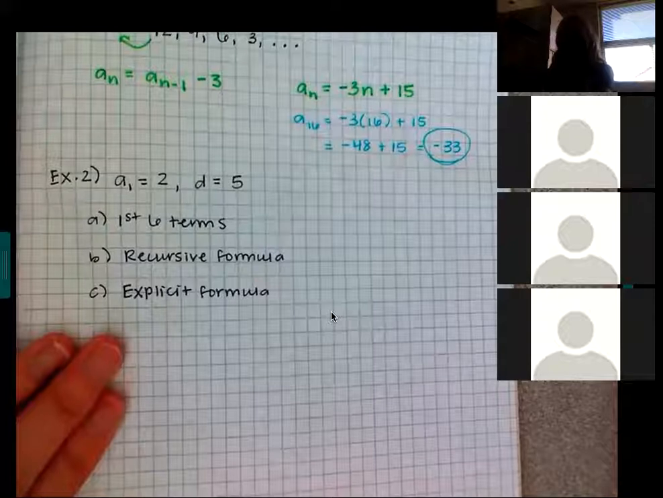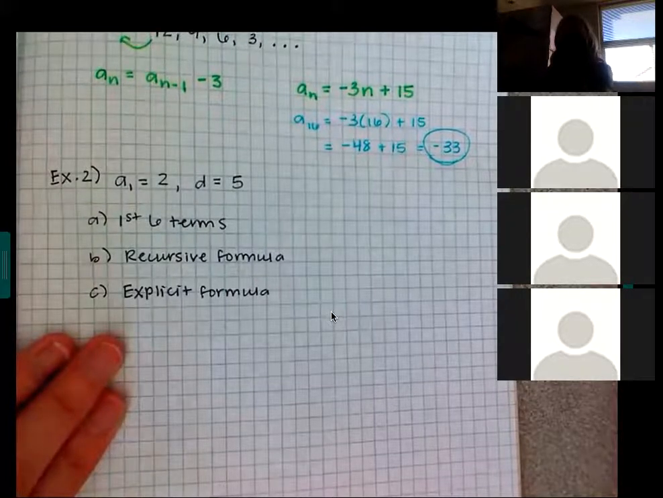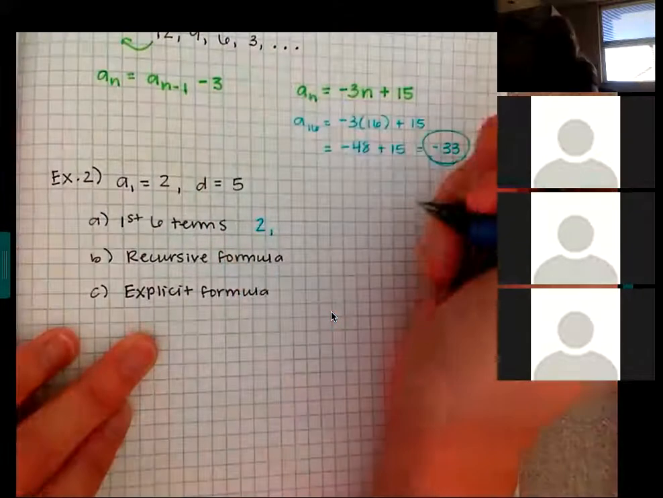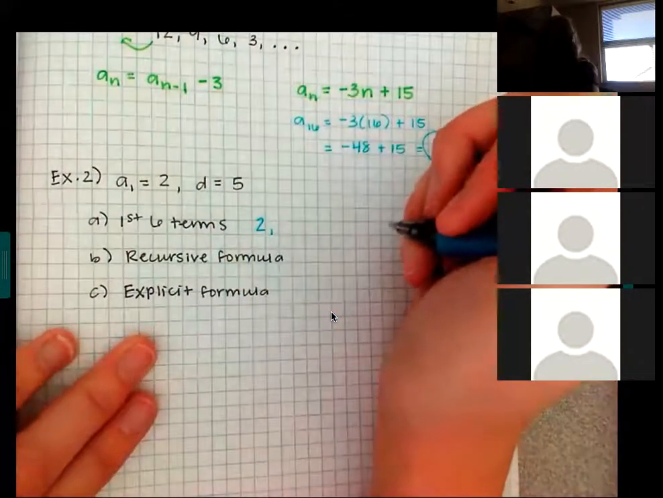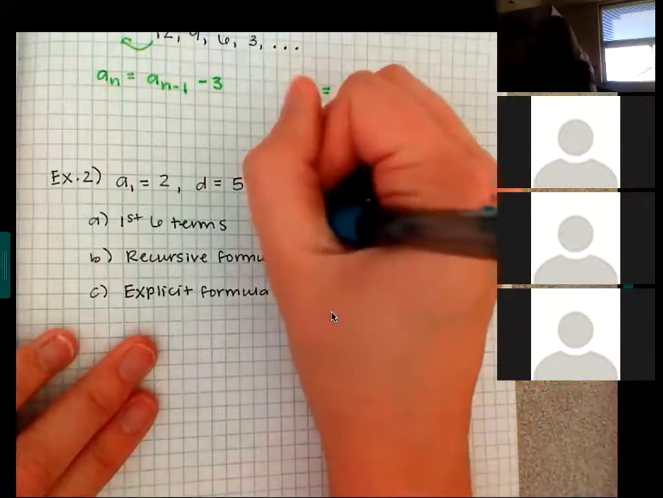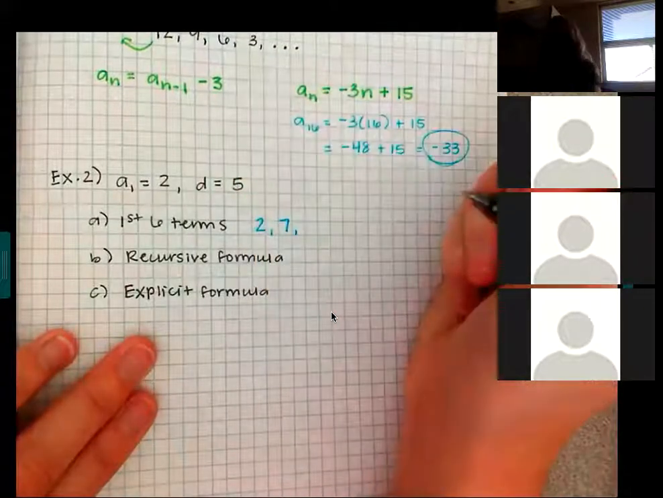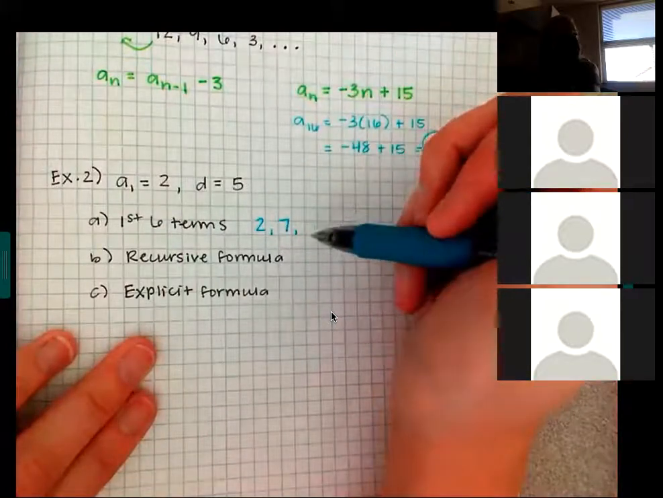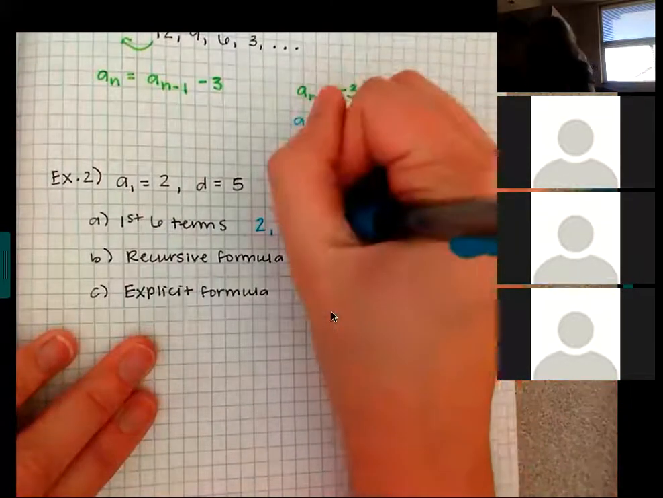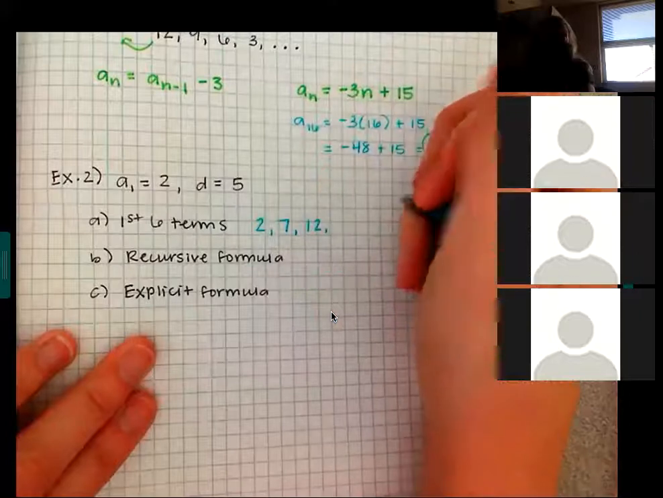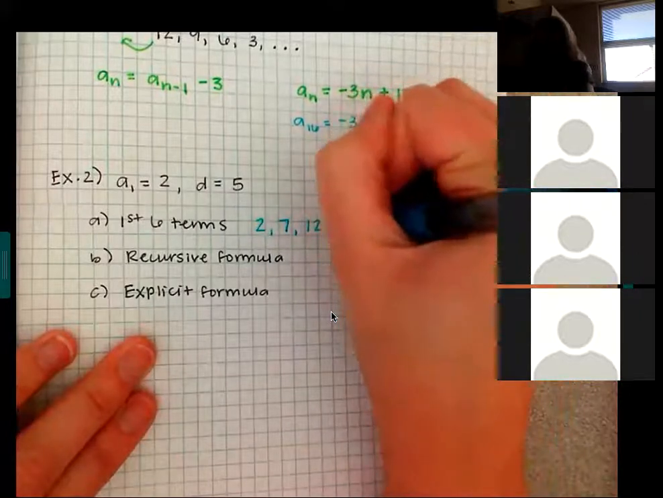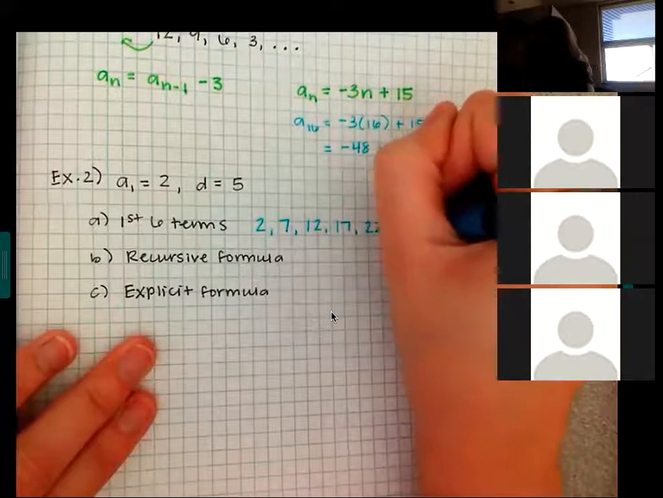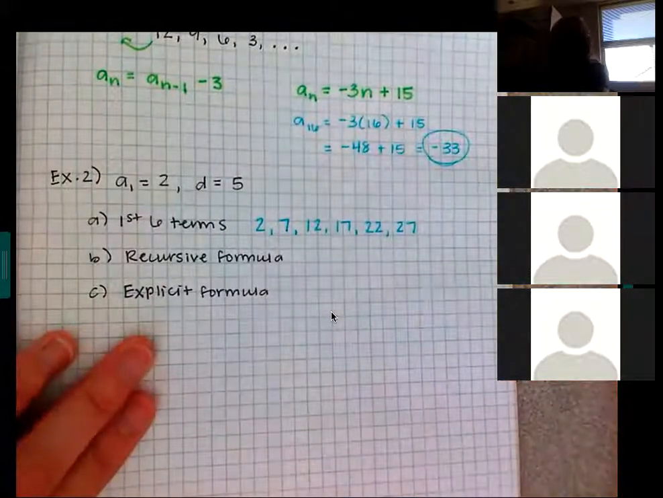So I see a lot of you starting, which is perfect. Ross said A1 is what you start with. So the first term would be 2. What would the second term be? 7. How'd you get that? Added 5 because the difference is a positive 5. So then the third term would be 12. The fourth term would be, good job, 17. And the fifth would be 22. And the sixth would be 27.